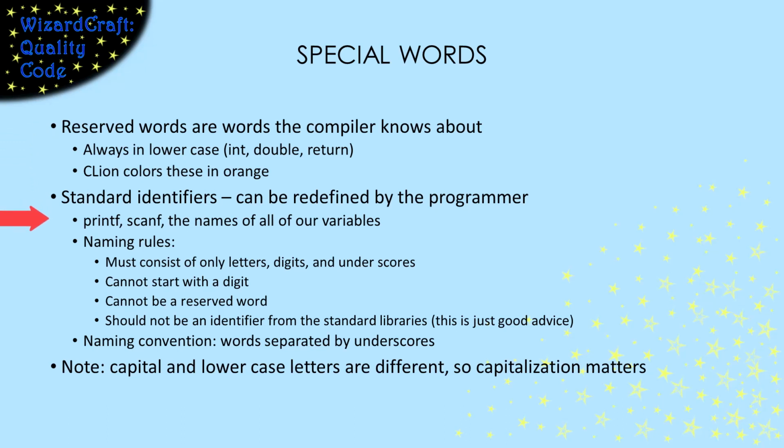When we define something, we name it with a standard identifier. Some of these come from libraries like printf and scanf, and some come from things that we declare. C is specific that these identifiers contain only letters, digits, and underscores, that they cannot start with a digit, and that they cannot be one of the reserved words. As a general rule, you also shouldn't name things the same things the standard libraries give us, like printf. The naming convention for these identifiers is that they're lowercase and words are separated by underscores. So, if I want to name a variable that holds the total cost of something, I'd name it like this.